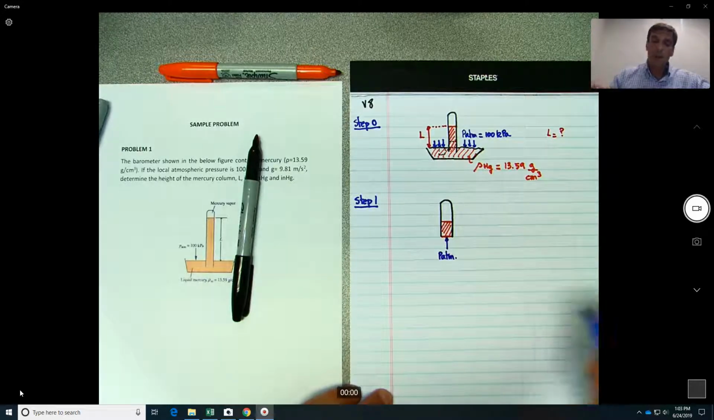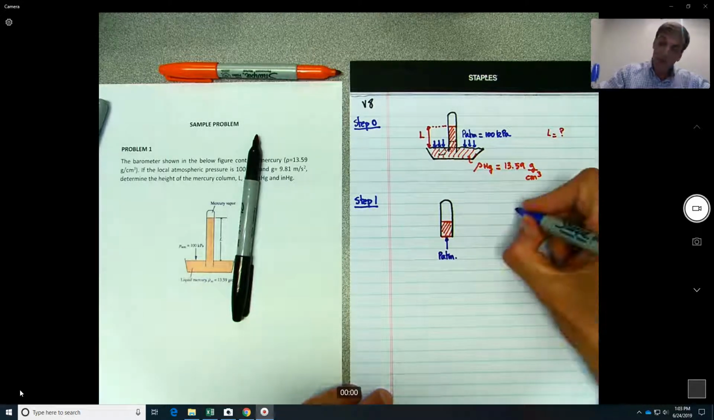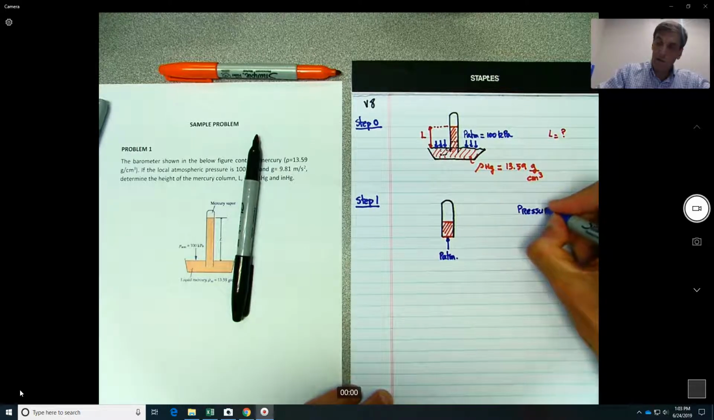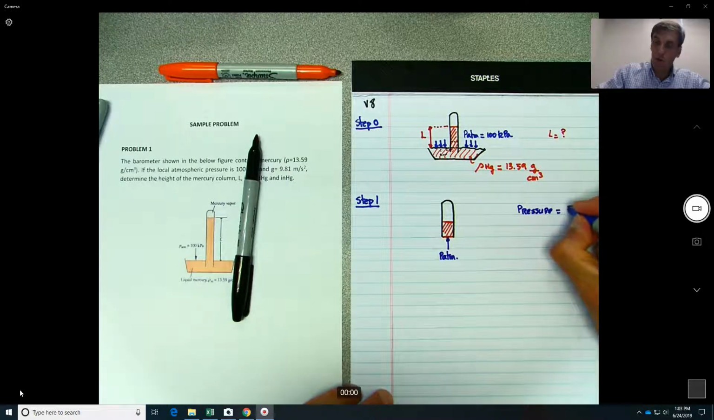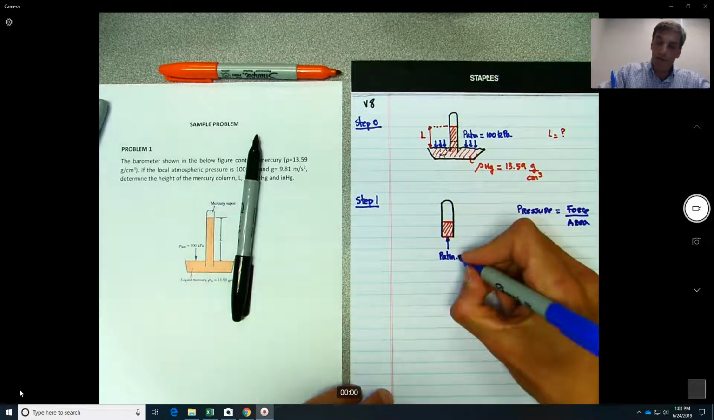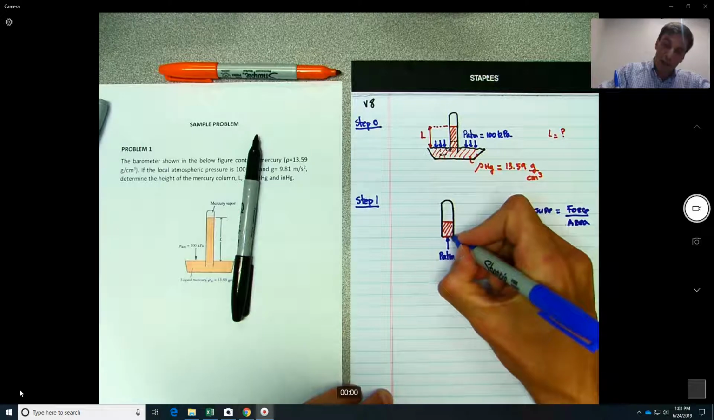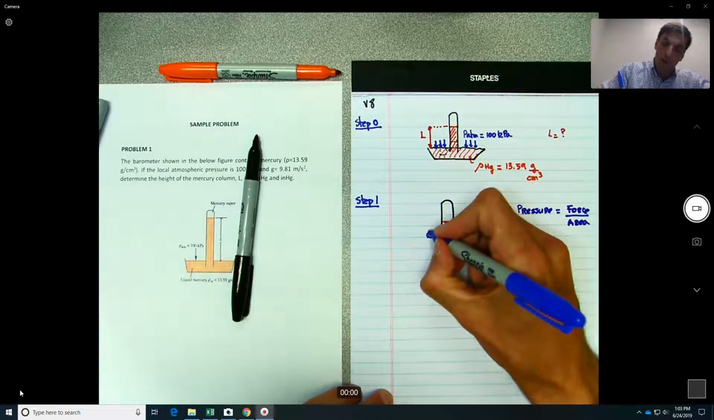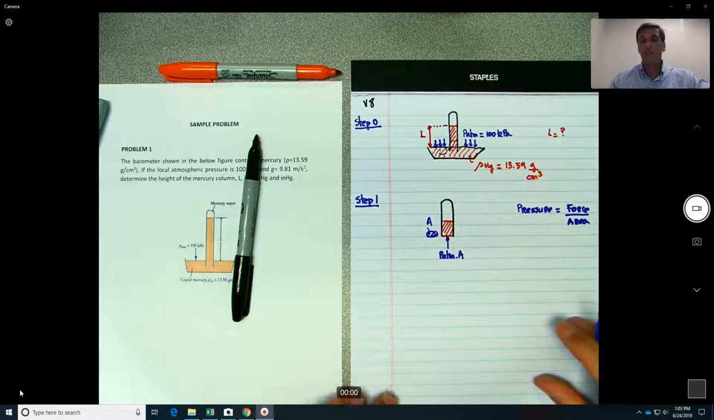Okay, so if you remember, pressure equals force over area. So basically it means that the force will be the pressure times the area. And the area here should be the area of the tube over here. But this will cancel out, so it's not a big deal.